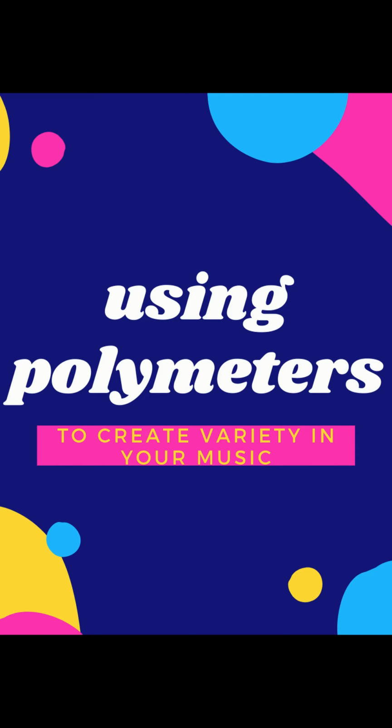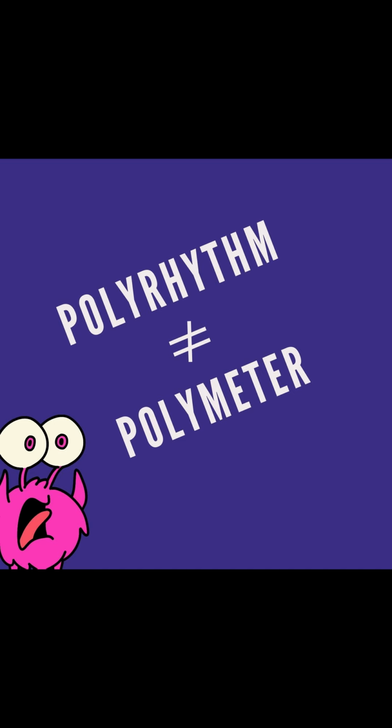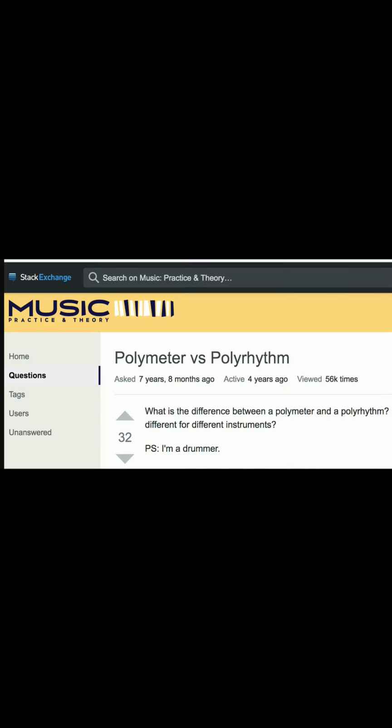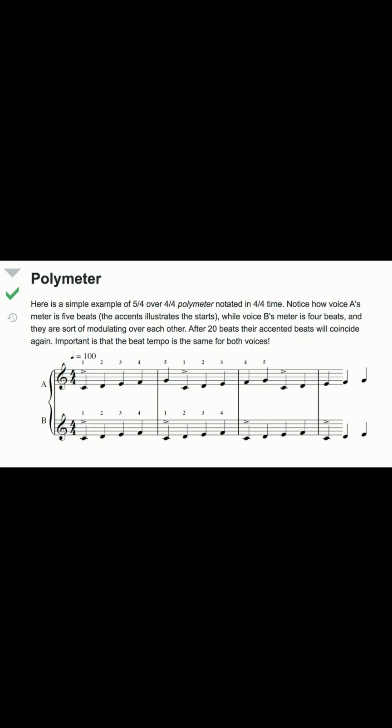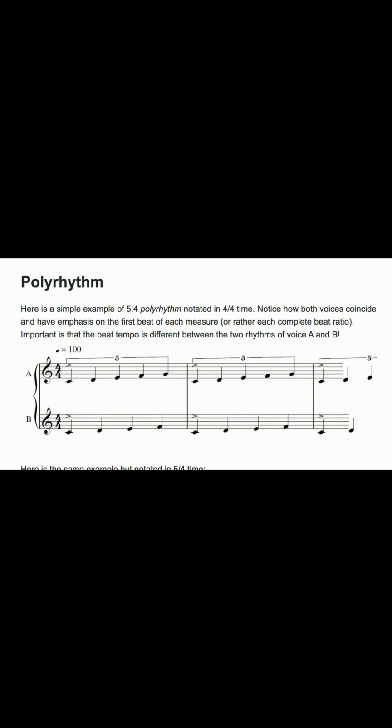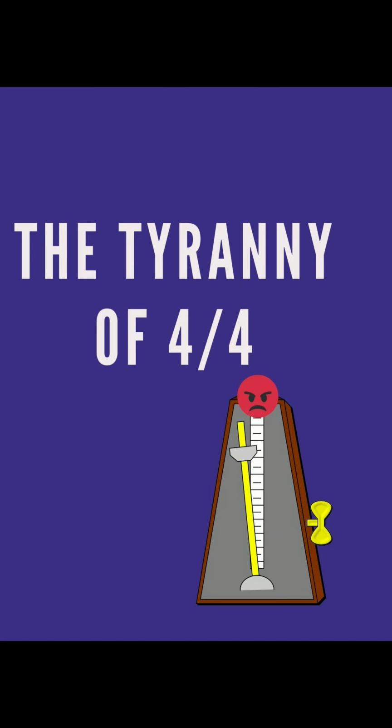Polymeter is similar to polyrhythm. Sometimes the terms are used interchangeably, but they're not actually the same. The best explanation I found was on Stack Exchange, which is actually a coding website and has a very good and informative music theory forum, believe it or not. Basically, polymeter is when we have two different meters, or you could think of it as two different time signatures, happening at the same time. Polyrhythm has more to do with beats and subdividing the beats, so tuplets are an example of polyrhythm. What we're going to work with today will be polymeters.